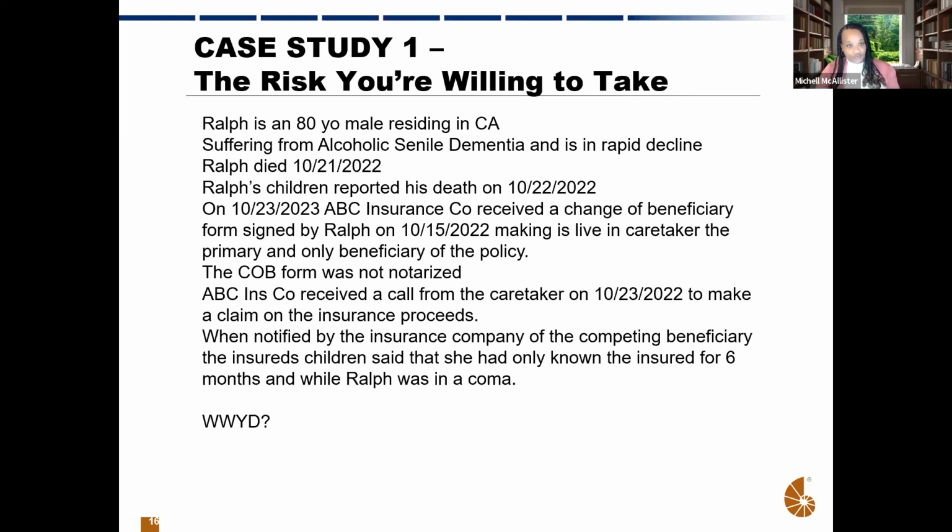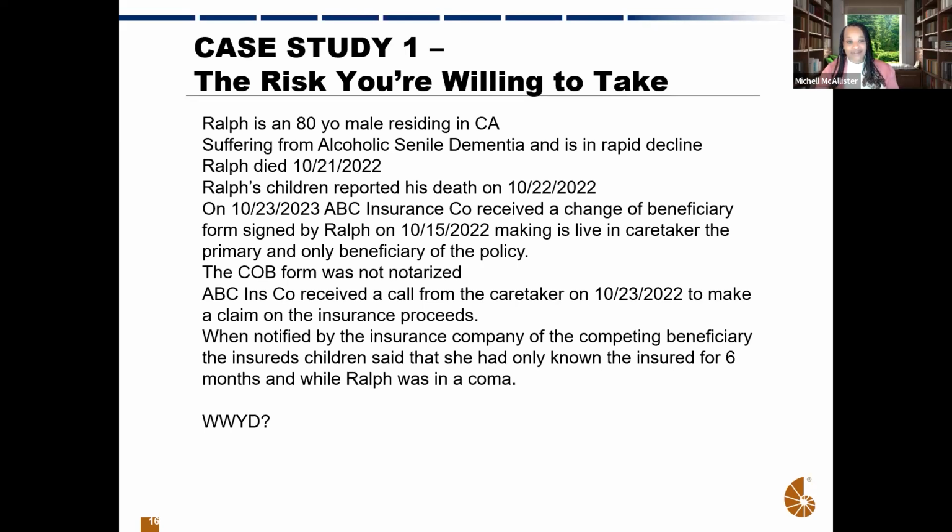So what would you do? Do we want to get an interpleader involved? It was a small policy, $5,000 face amount. Do we want to get an interpleader involved and possibly bring this case to the court's attention that a caretaker submitted a change of beneficiary form just before the insured died, making herself the beneficiary of the policy? And I'm sorry, by the way, the signature on the change of beneficiary form did not even come close to the signature that was on the application for the policy.